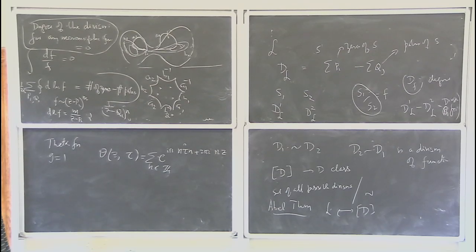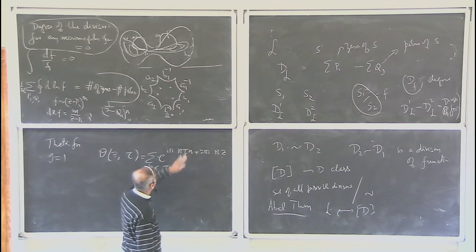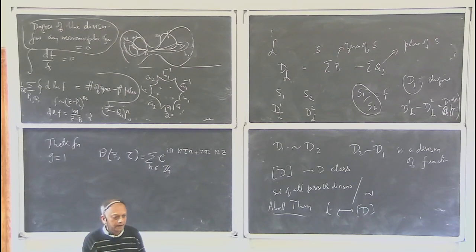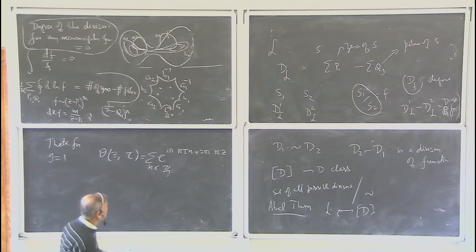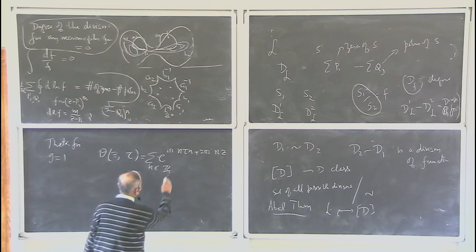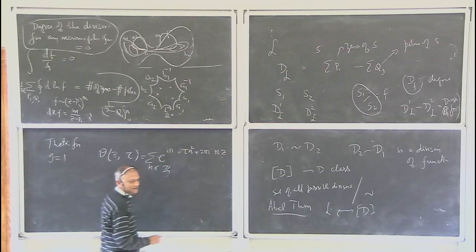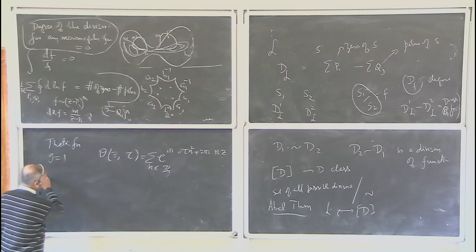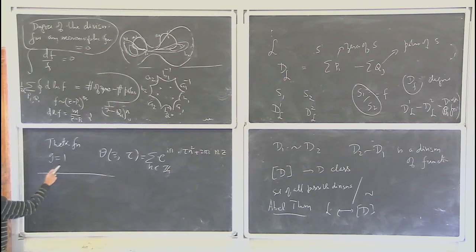Sorry, is it multiplied by n, or tau n? This was n tau n, yes, tau n squared. Because I'm going to generalize it, I've written it like this. Here, of course, tau n squared, because there is only one tau. I should have mentioned this, since this was g equal to 1.